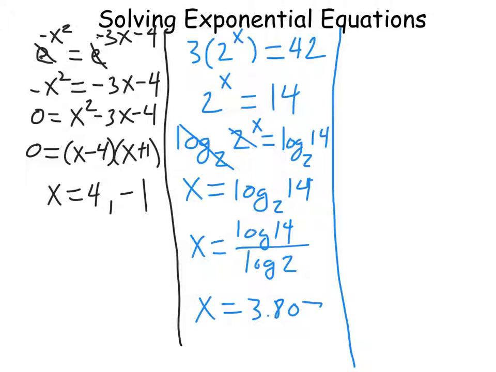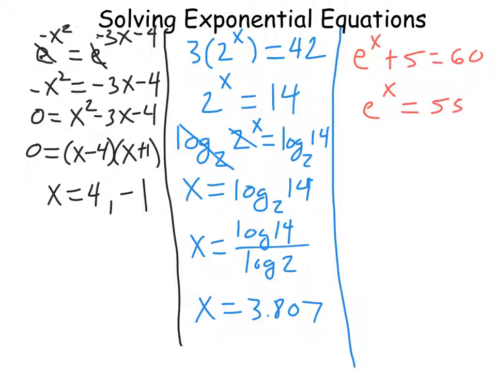All right, let's move on to the next one here. Let's do e to the x power plus 5 equals 60. First move would be to subtract 5.